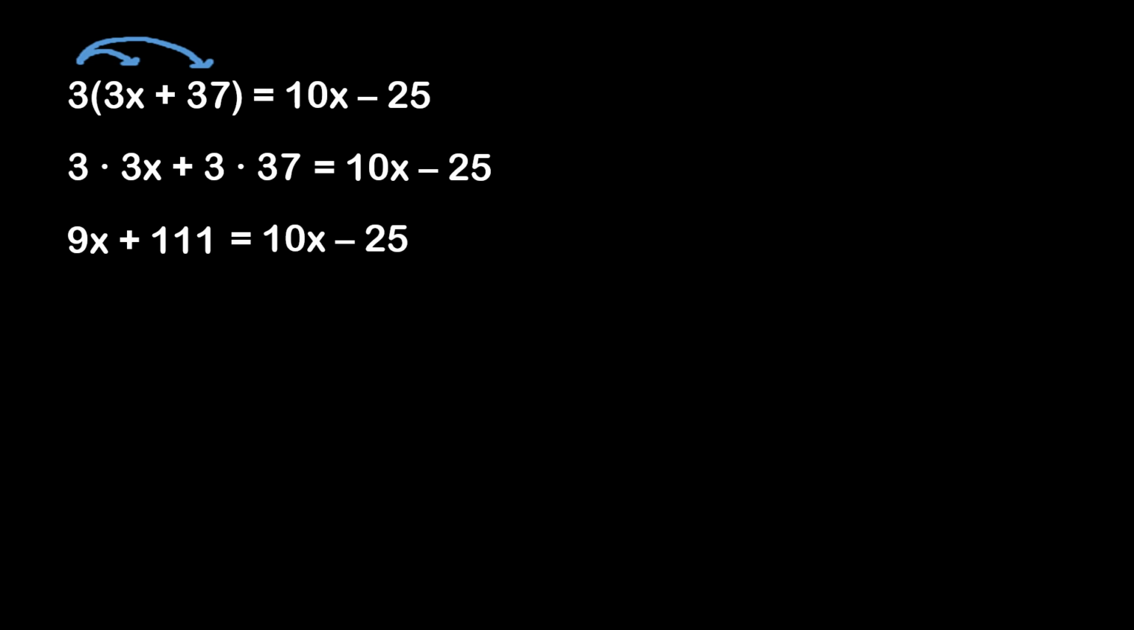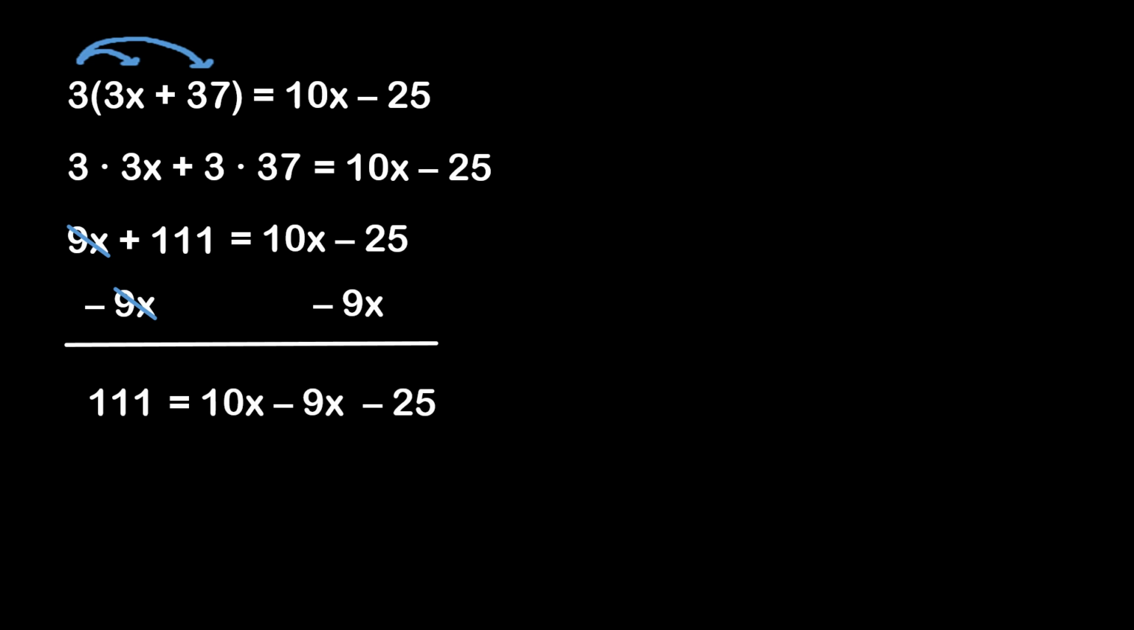And then, once again, we only want to have one x variable. So we're going to subtract 9x from the left-hand side, and therefore subtract it from the right-hand side as well. The 9x and negative 9x cancel out because they equal 0. 9x minus 9x equals 0. So you're left with 111 is equal to 10x minus 9x minus 25, or because 10x minus 9x is x, you'll have x minus 25.